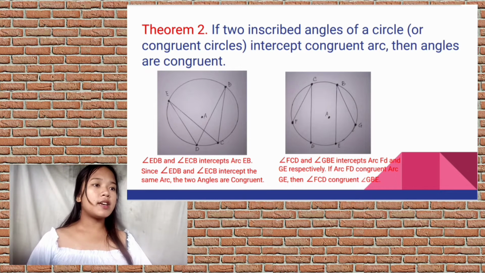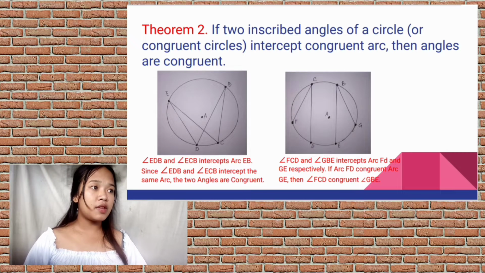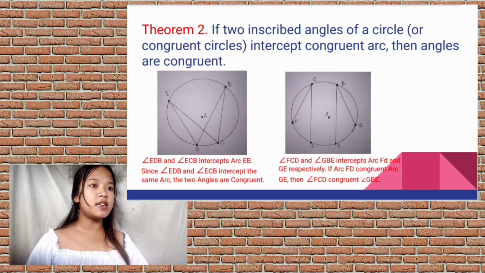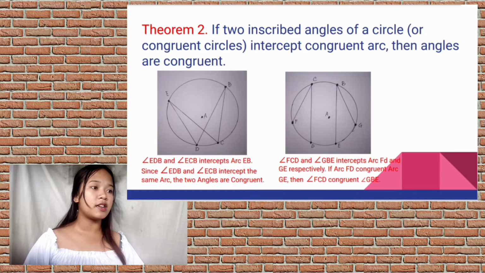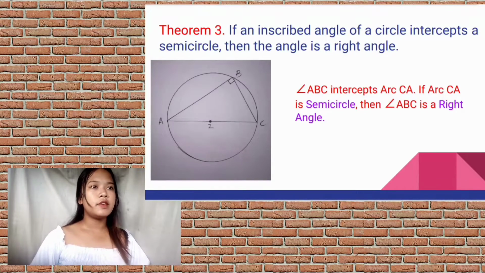Next figure, angle FCD and angle GBE intercept arc FD and arc GE respectively. If arc FD is congruent to arc GE, then angle FCD is congruent to angle GBE. So the measures of the two inscribed angles are equal if the measures of arc FD and arc GE are the same.